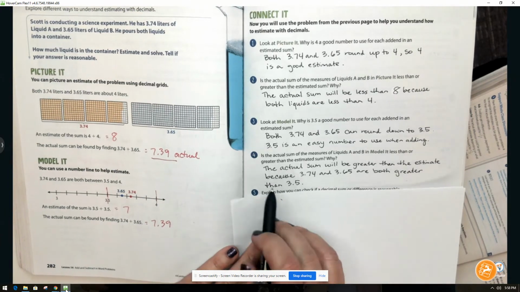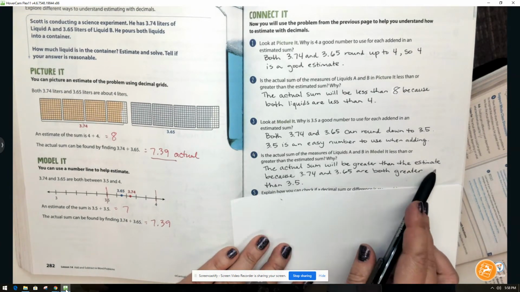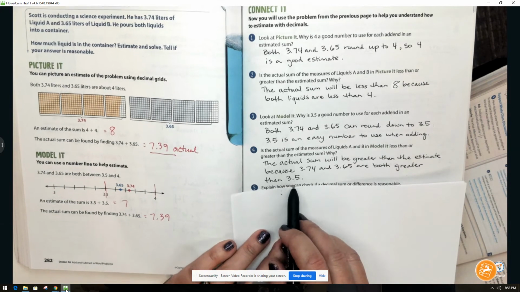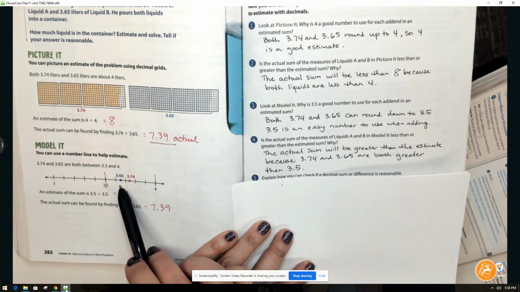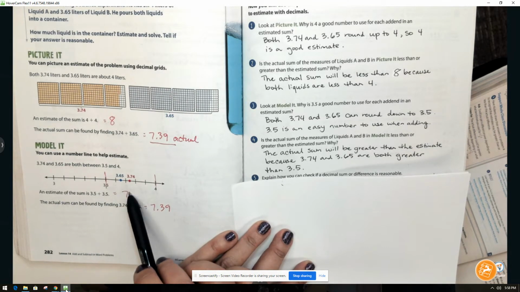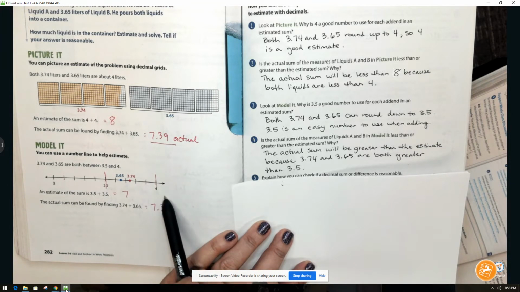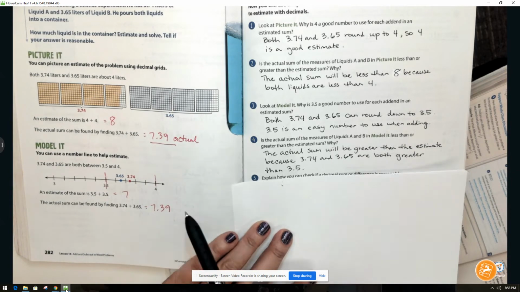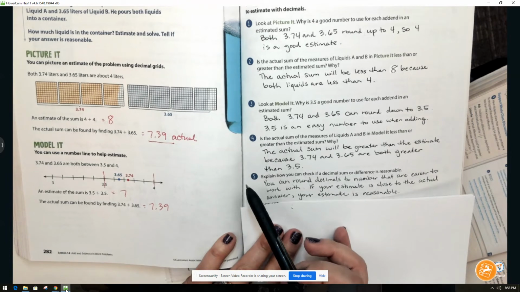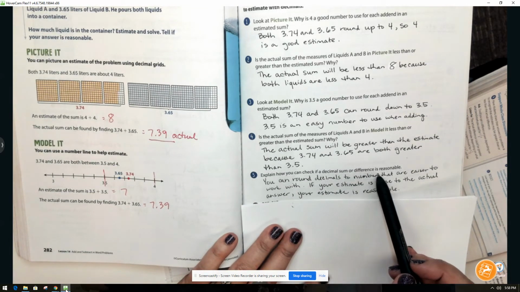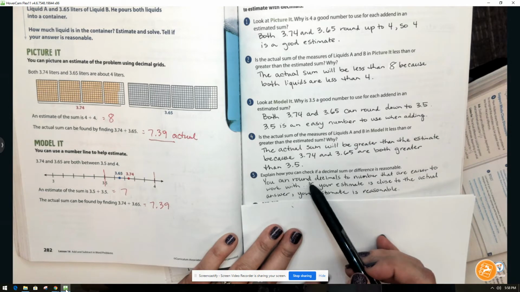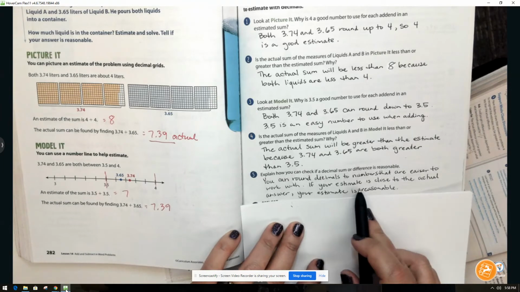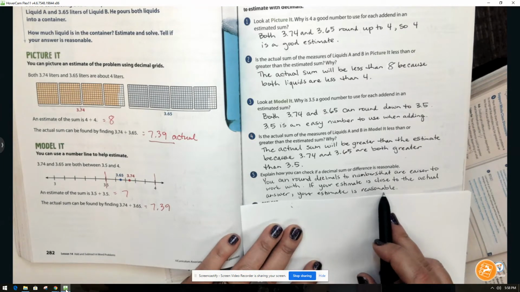So we know that the actual sum will be greater than the estimate because 3 and 74 hundredths and 3 and 65 hundredths are both greater than 3 and 5 tenths. Our estimate will be 7, but our actual answer will be greater than that, because these two numbers are greater than 3 and 5 tenths. Now, explain how you can check to see if a decimal sum or difference is reasonable. You can round decimals to numbers that are easier to work with. If your estimate is close to the actual answer, your estimate is reasonable.